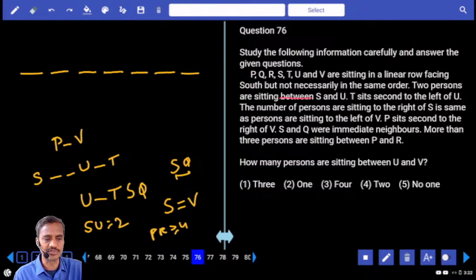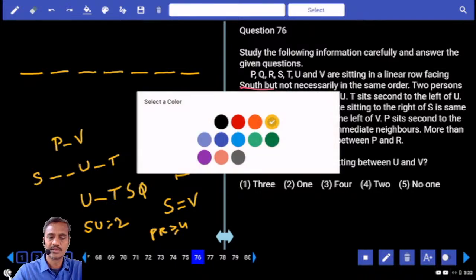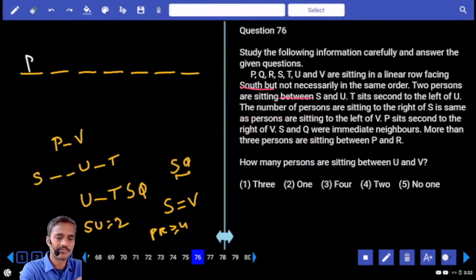P sits second to the right of V, and all these persons are facing towards each other and south. Then what are the possibilities we have? Let us start with this one, P. Why? Because in between P and R there are 4 or more people: 1, 2, 3, 4. R can be here, that is one possibility.